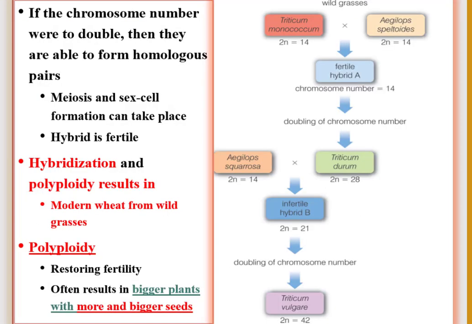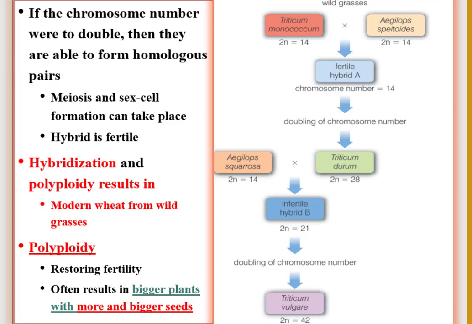If the chromosome number were to double, then all chromosomes are able to form homologous pairs. In this case, meiosis and sex cell formation can take place and the hybrid now becomes fertile again. So, hybridization and polyploidy have both been important in the evolution of modern wheat from wild grasses.